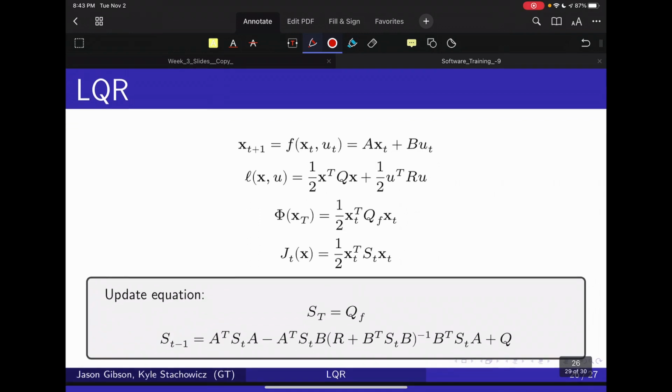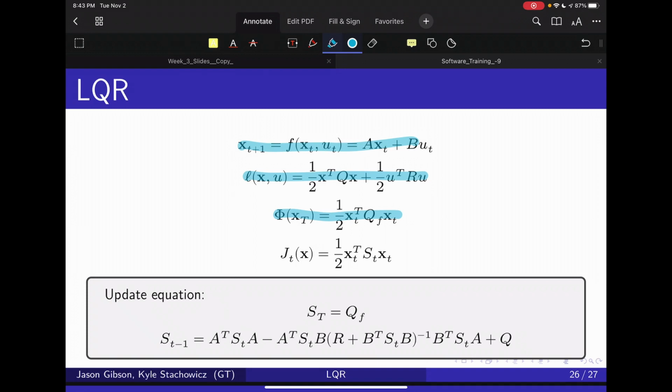So this is a summary of what LQR looks like. We have some dynamics, which are going to be linear. We have some running cost that is quadratic. And then we have some phi, or terminal cost, which is also quadratic. We can see that we have this q and this qf. And these are going to be diagonal matrices that users have control over. Essentially what this is saying is how much do you care about reaching that target state?